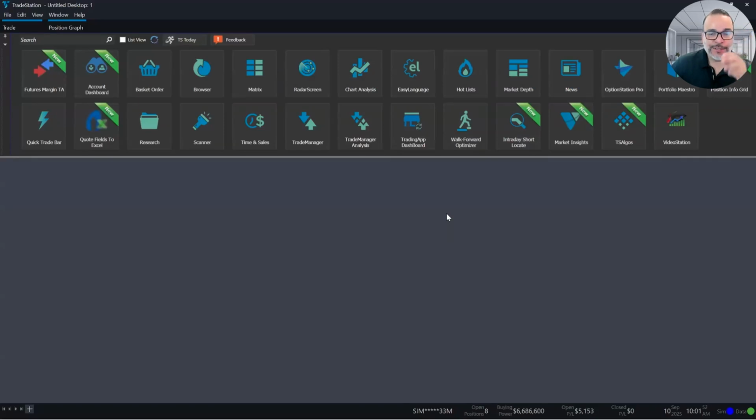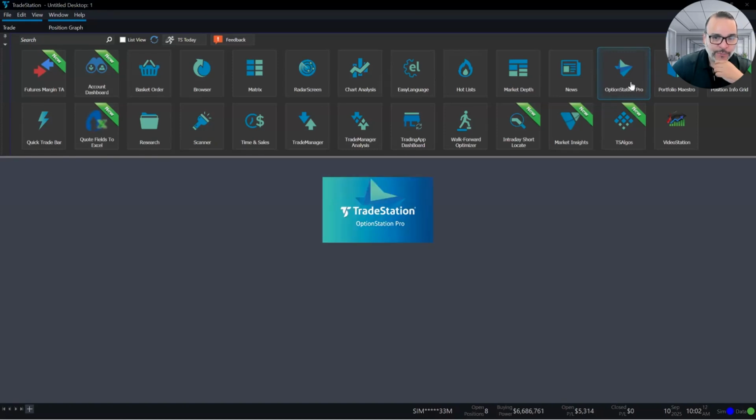Here it is. OptionStation Pro is integrated into the TradeStation desktop. So in order for you to launch OptionStation Pro, you're going to need to open up TradeStation. As you can see right here in the apps menu, OptionStation Pro is one of those buttons, and I'm just going to click on it, and it'll launch OptionStation Pro for you.